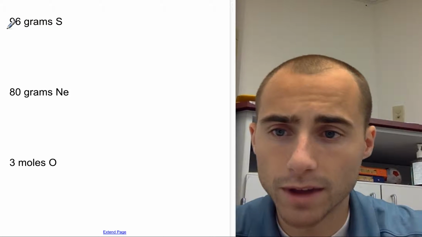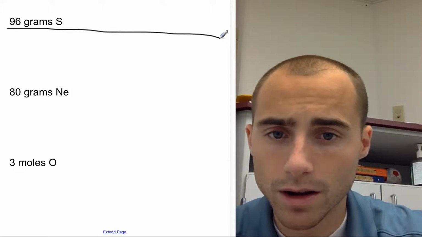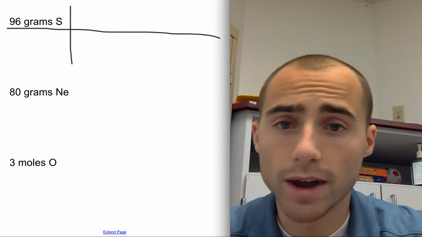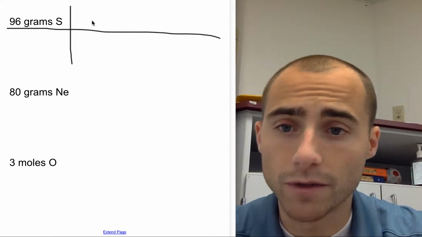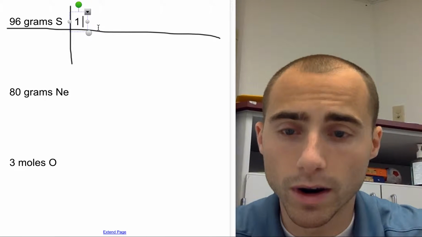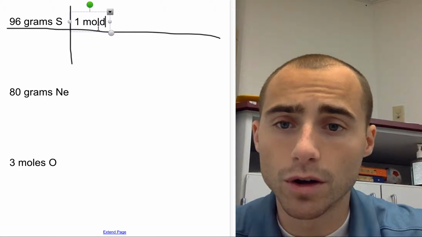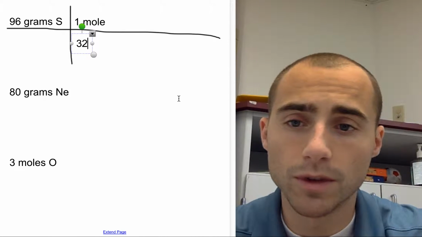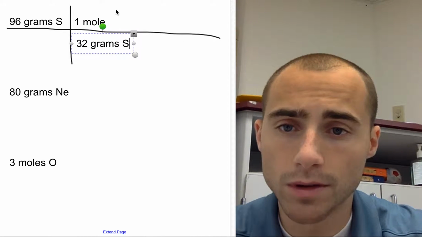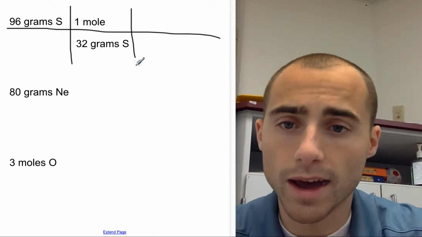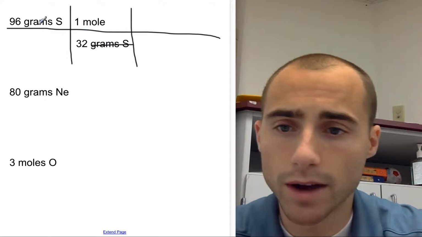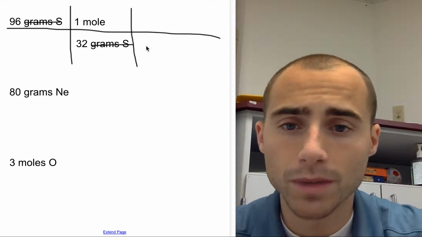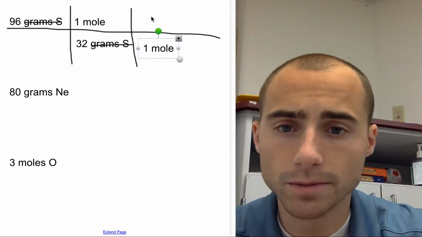If we start off with 96 grams sulfur, set up our picket fence. The first thing we have to do is convert from grams to moles. We want to end up with 1 mole right here, so we have to know the molar mass of sulfur, which is 32 grams sulfur. We've canceled out grams and arrived at moles. Then we want to go from moles to atoms, so we would put 1 mole right here.